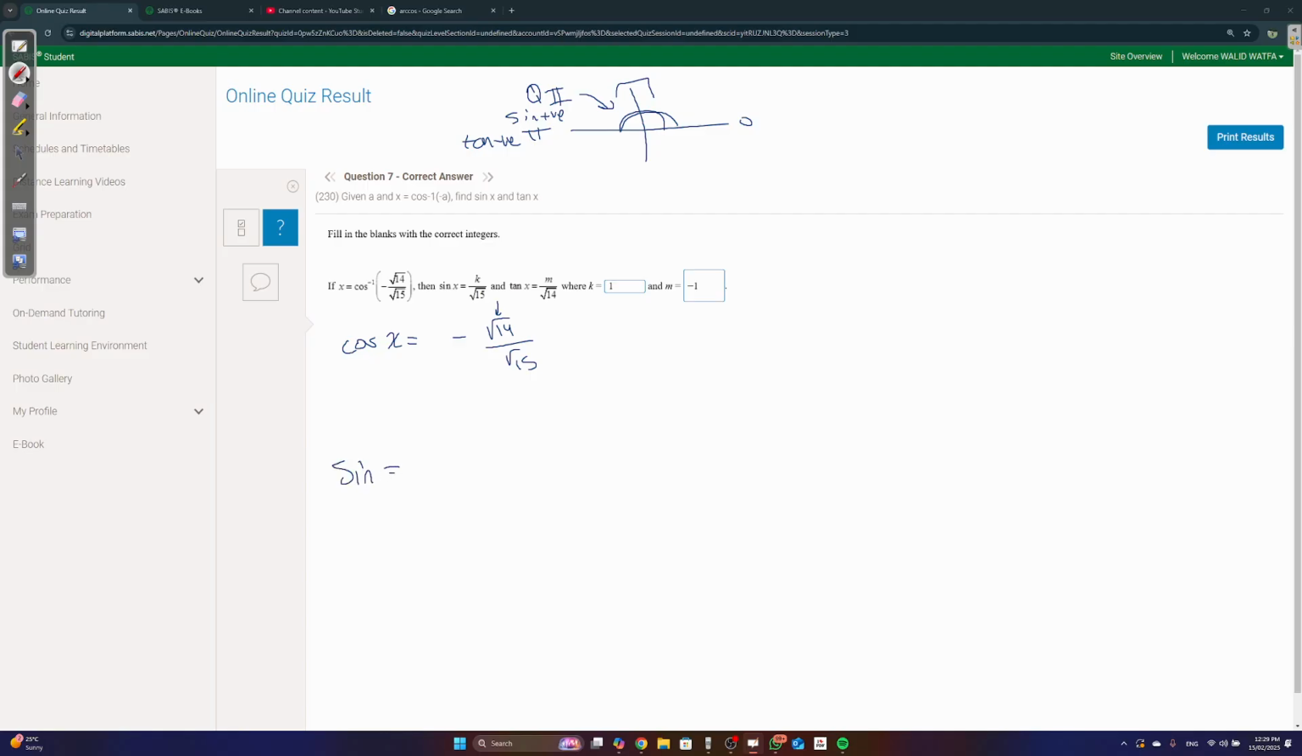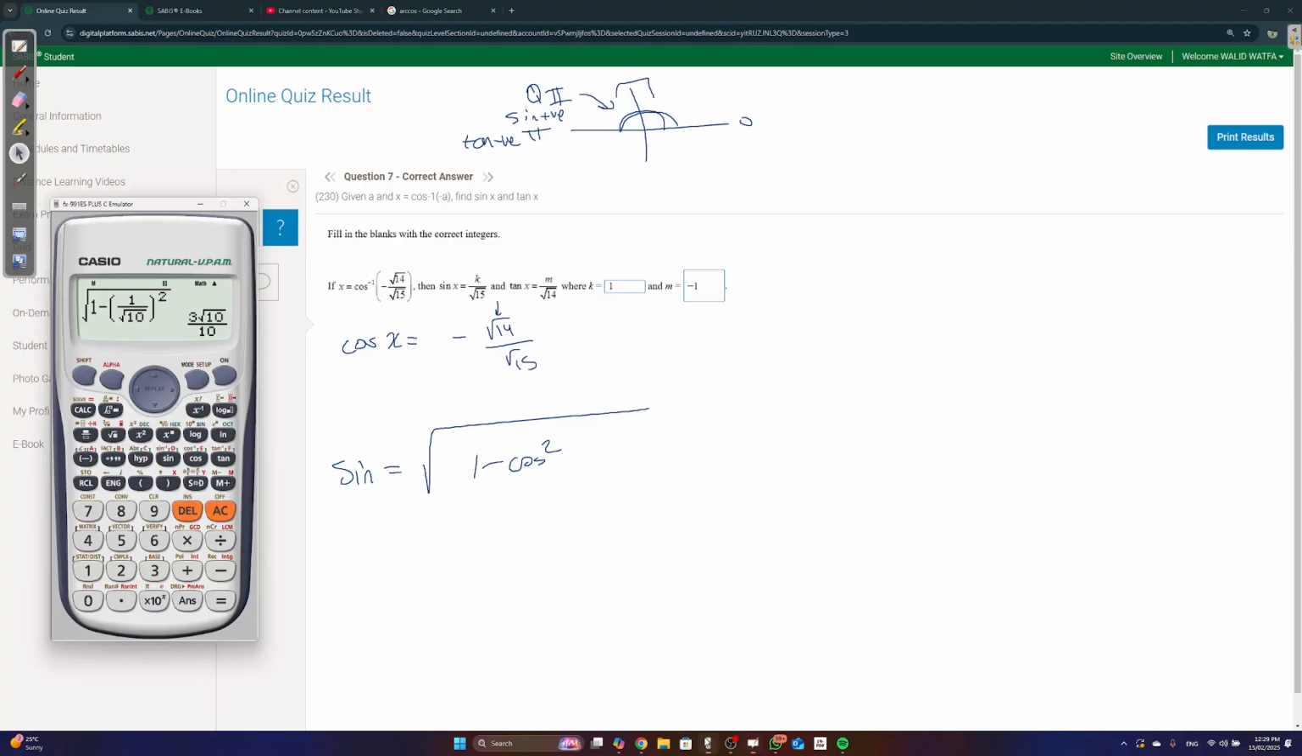Can we find sine? Yes, we said sine is equal to square root 1 minus cosine squared. I'm going to go a bit faster. Are we going to take positive or negative root? Positive root. Why? Because we're in quadrant 2. Why are we in quadrant 2? Because the range of cosine inverse is between 0 and pi, so between these two. And since they told us cosine is negative, that means we're going to be considering quadrant 2. So, square root 1 minus cosine squared.